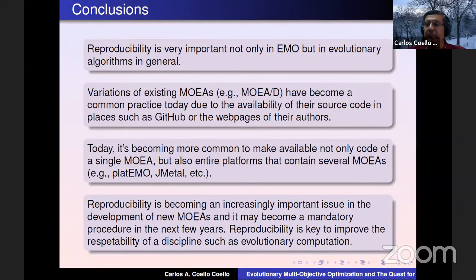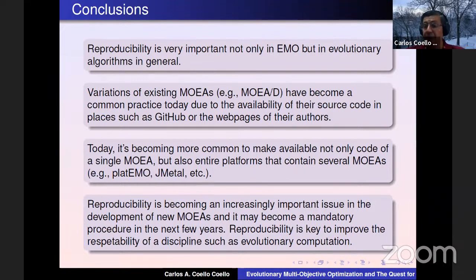Variations of existing multi-objective evolutionary algorithms have become a common practice because the source code was made available. That's the case, for example, of MOEA/D. Originally, the code was released in C on the web page of Qingfu Zhang, who is the main author of this algorithm. Over the years, they moved this to GitHub because there are many versions now of MOEA/D.